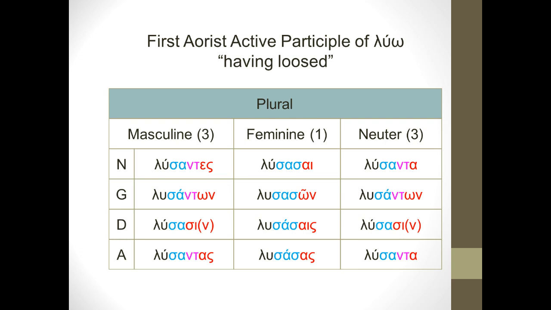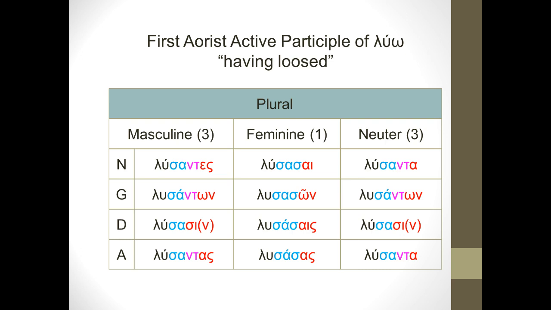Lusantes, lusasai, lusan, lusanta, that's your nominative. In the genitive: lusantone, lusason, lusantone. In the dative: lusasi or lusasin, lusasais, lusasin or lusasi. And then finally, lusantas, lusasas, and lusanta.